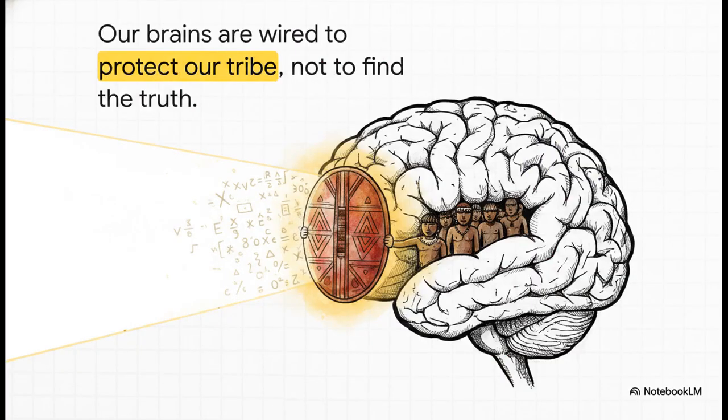Here's the crucial point. We don't really use our intelligence to find some kind of objective truth. We use it to defend our group identity. It's a behavior that's called identity protective cognition, and it proves that our brains have evolved for one thing above all else: belonging, not for being right.